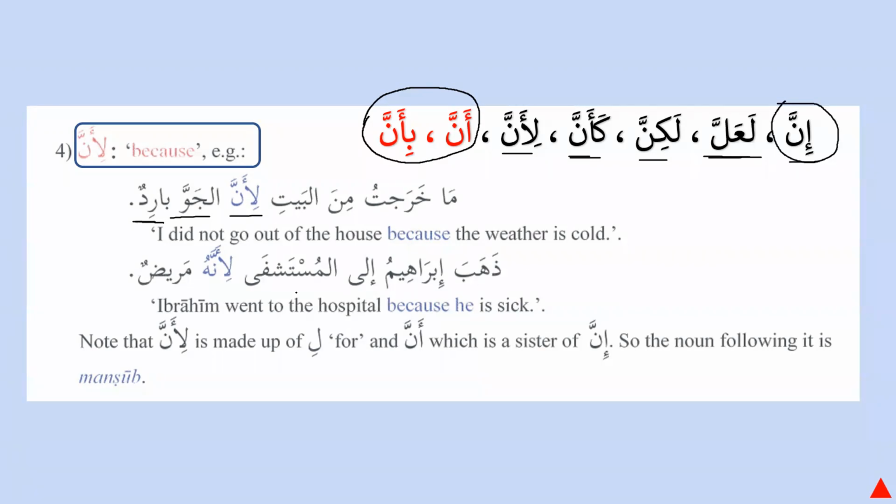And ذهب إبراهيم إلى المستشفى لأنه مريض. Whenever we have the attached pronoun, that means the attached pronoun will be the ism of لأن, and مريض will be khabar of لأن. Ibrahim went to the hospital because he is sick. Note that لأن is made up of li, which is harf jar li, that means for, and anna, which is a sister of inna. And so the noun that follows it will be mansub, as we have seen over here. So li'anna means because.